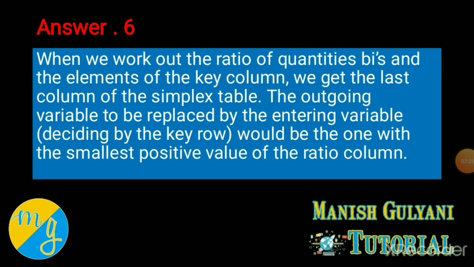So in the minimum ratio, the last part of your table under the simplex method, you have to identify the least value. So in which row that least value lies, that row is known as your pivot row.